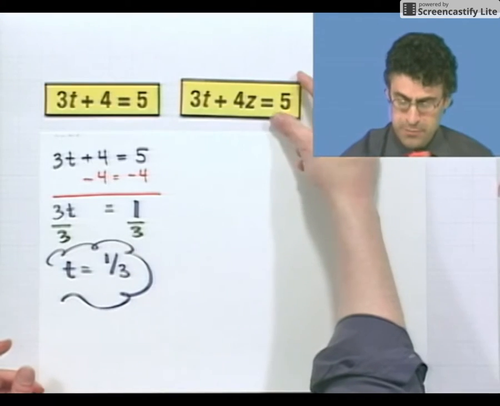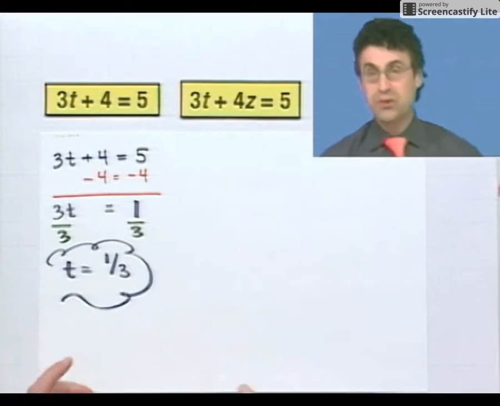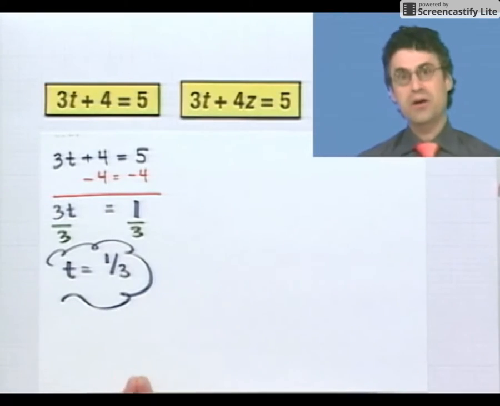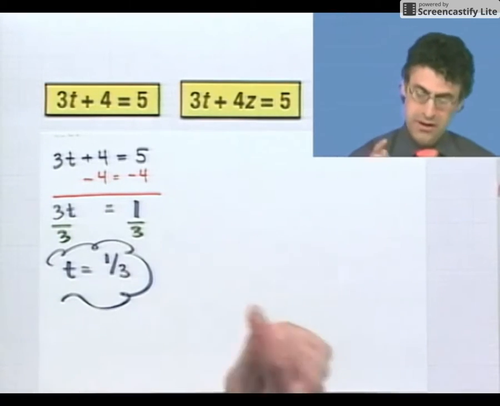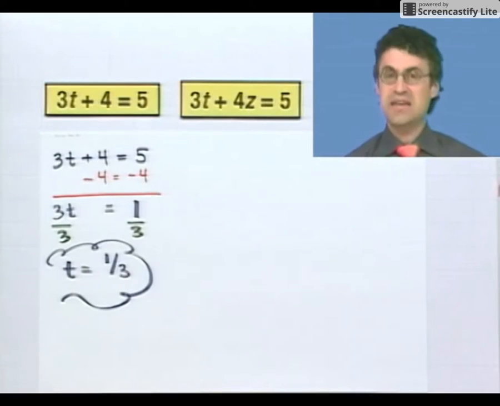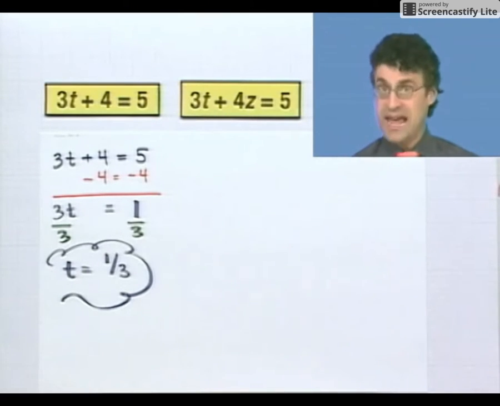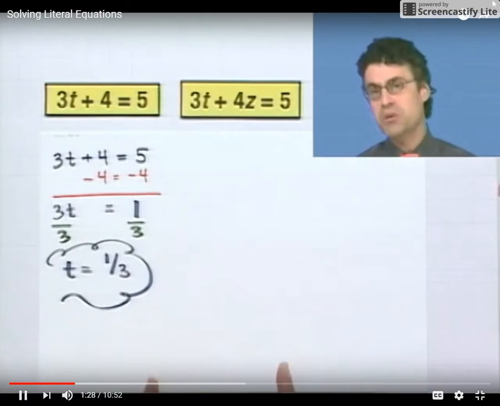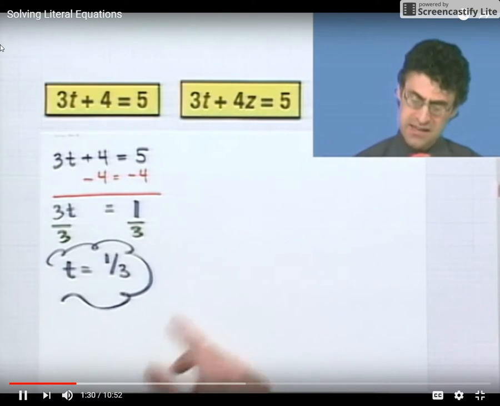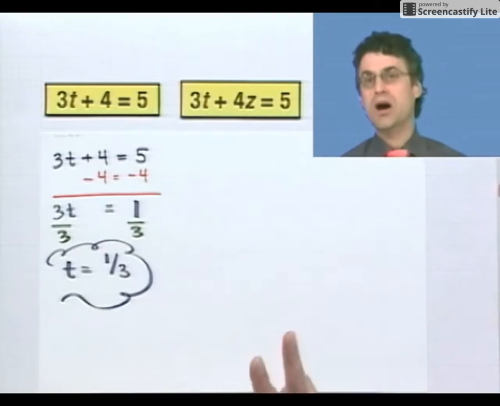But you can actually look at a related equation, which is kind of interesting. So here's the related equation. It's not the same equation. 3t plus 4z equals 5. Now, here we're not just going to be able to figure out exactly what t is. If you want to solve for t, we can, but it's now going to be in terms of z, because this is actually an equation that has two unknowns.